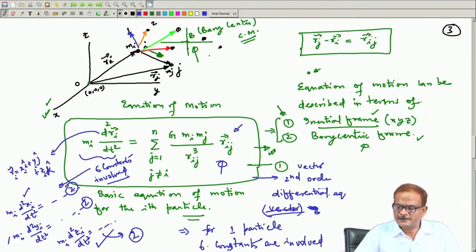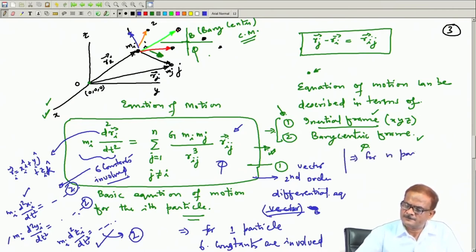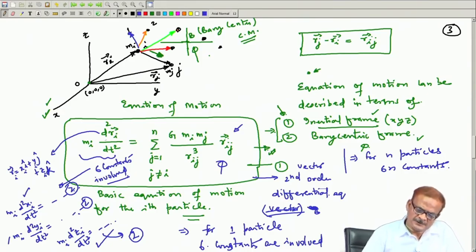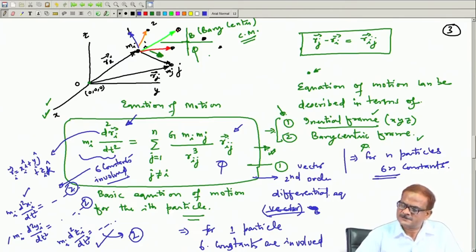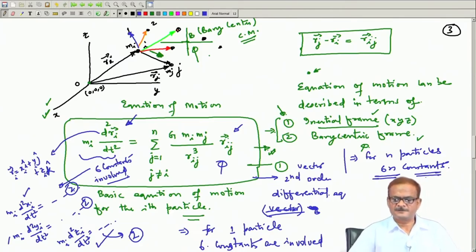Hence, for three particles or n particles, how many will there be? So, this implies for n particles, 6n constants will be involved, because for each particle you can write this sort of differential equation, and each of them gives you 6 constants, and therefore, 6n total constants are involved in the system.